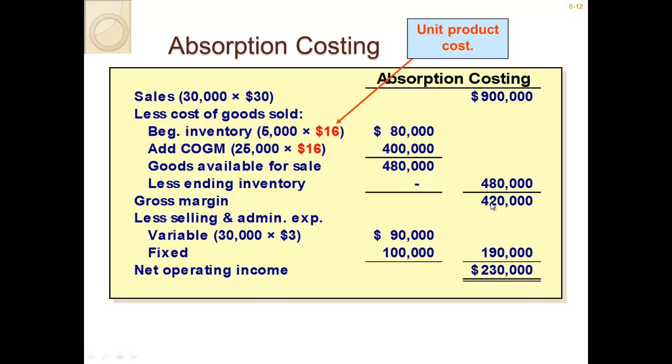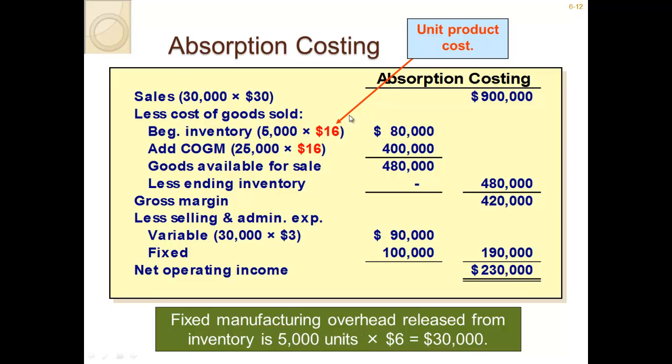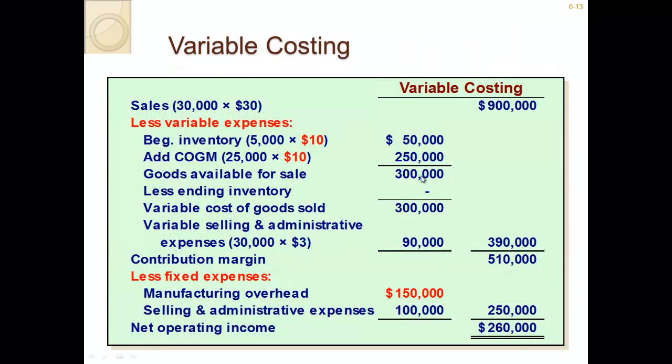Our gross margin is 420 under the absorption costing. Then we take away selling and admin expenses for a net operating income of 230. Fixed manufacturing overhead was released from inventory. Basically, that $5,000 that we deferred was now released, and it's in here because we don't have any ending inventory. We sold everything we had plus the beginning.